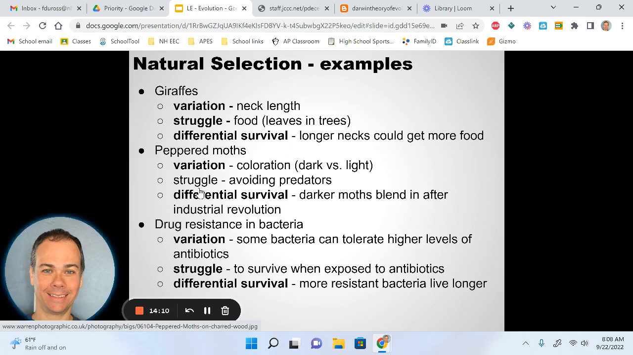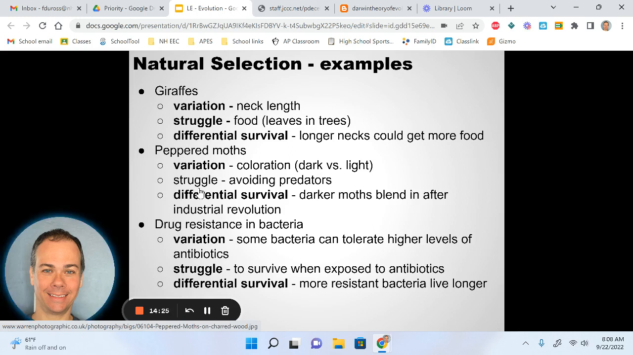Repeat thousands of generations, and eventually all the giraffes in the whole population have longer necks. And we would say the giraffes have evolved. They evolved to have a long neck over time because that variation was helpful.